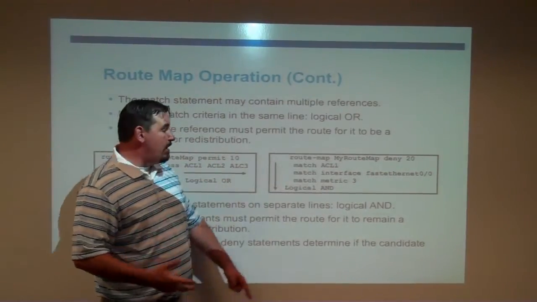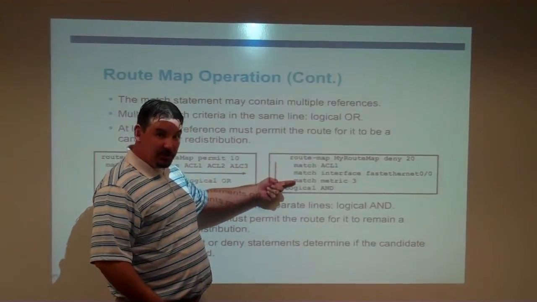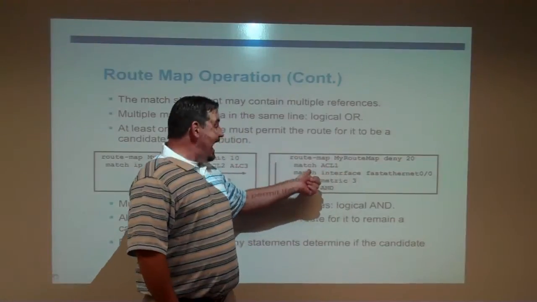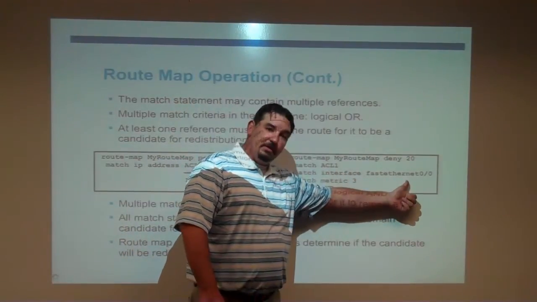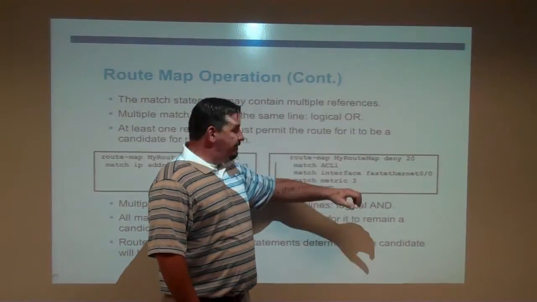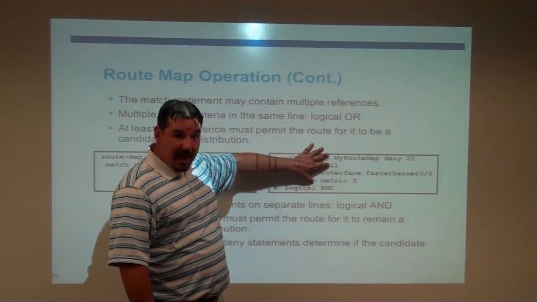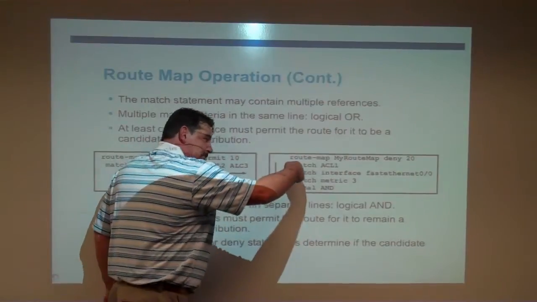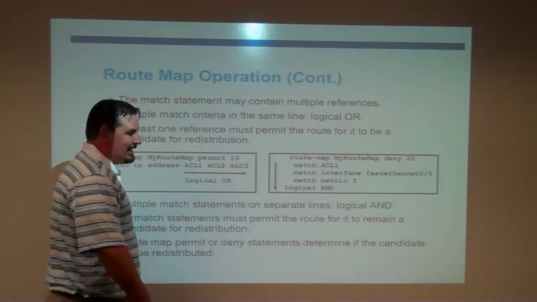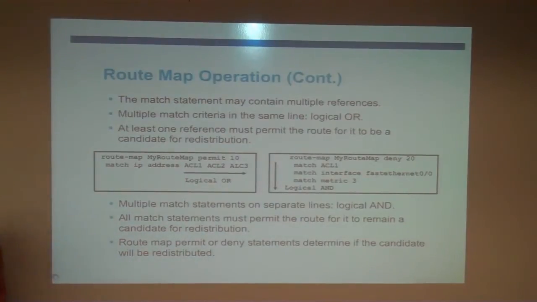If I use that, however, in multiple conditions, multiple statements, and in this case now they're saying it has to match access list number 1, and come in from interface Fast Ethernet 0/0, and have a metric of 3 for it to match a specific statement in the route map. Okay? So with multiple match conditions like they have here, written in separate statements, it's a logical ANDing process that's being used.